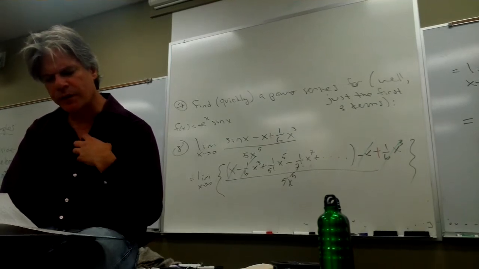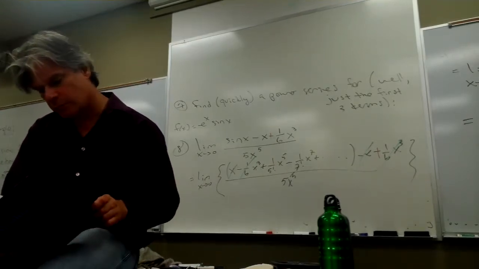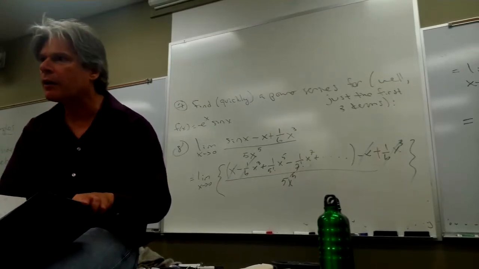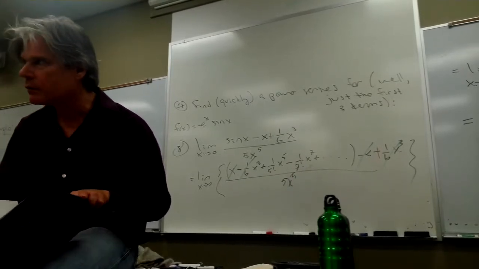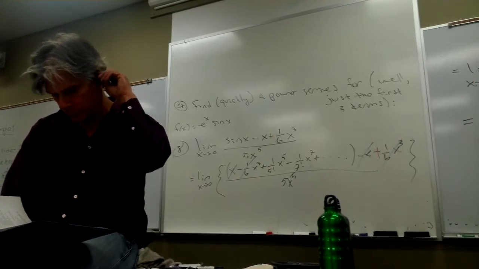Physical applications in chapter 6. Volumes in chapter 6. Can I throw out 6.2 as well? Determine areas bounded by curves. So we're not doing that?